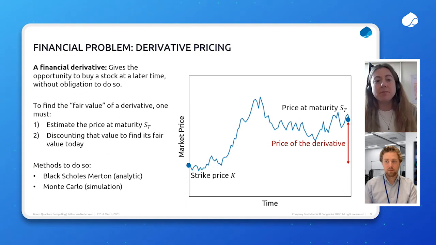The specific problem that we focused on was derivative pricing. This was discussed between Capgemini and financial institutions as a very relevant problem to reduce the energy consumption of.